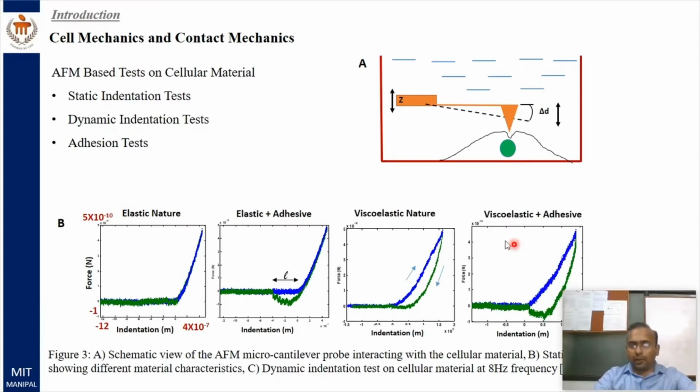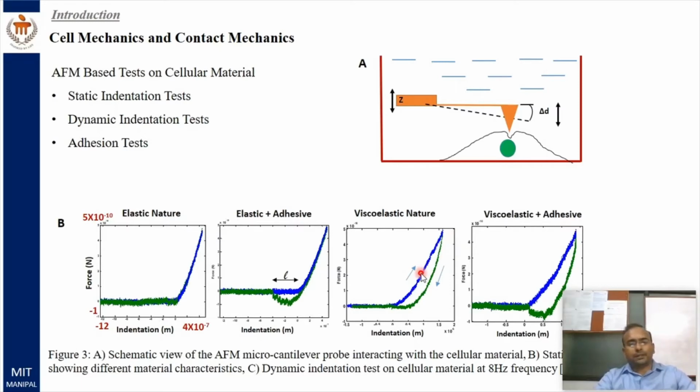So just looking at these force indentation curves, one can decide what kind of test can be carried out. If somebody wants to extract elastic properties, he can go for dynamic indentation studies. And to extract adhesive nature, he can carry out the adhesion test separately.